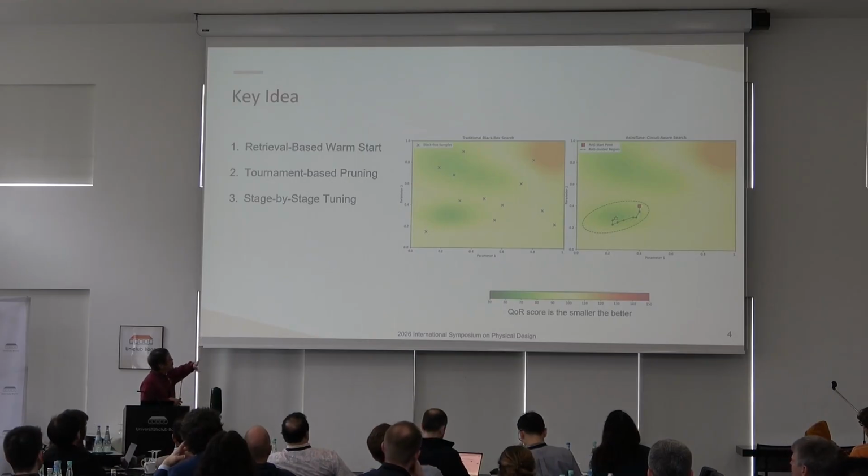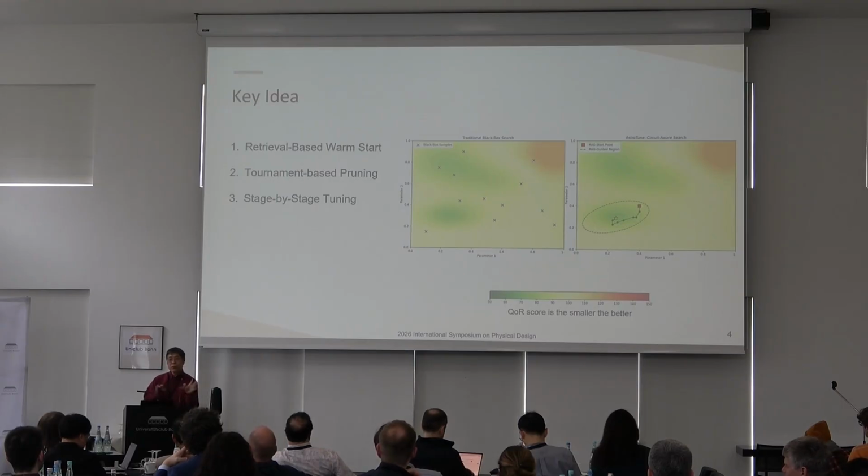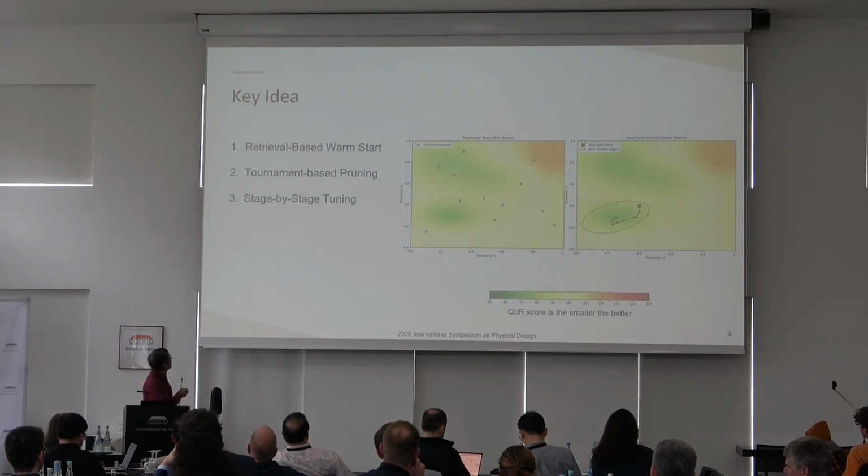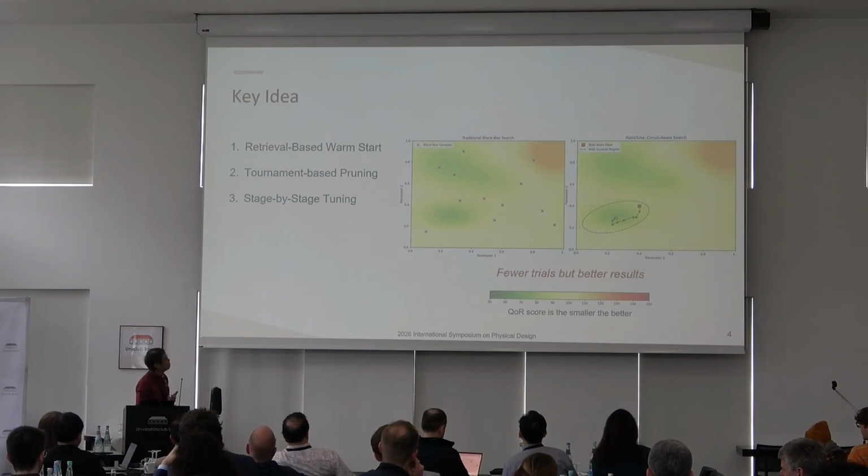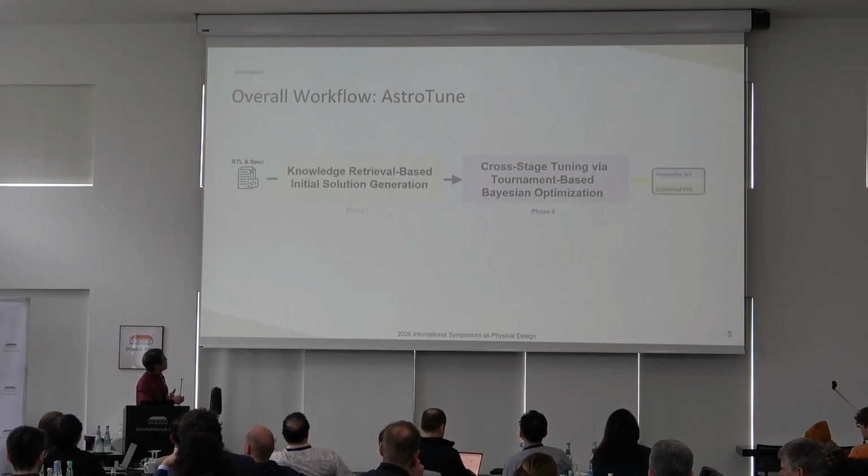Given that there has already been so much previous work, the overall strategy of our approach is not that different. We start with this retrieval-based warm start. That means we will automatically find a good initial solution from prior knowledge. And we do this tournament-based pruning. That means we concurrently evaluate multiple solutions, and we do stage-by-stage running. So this is the overview.